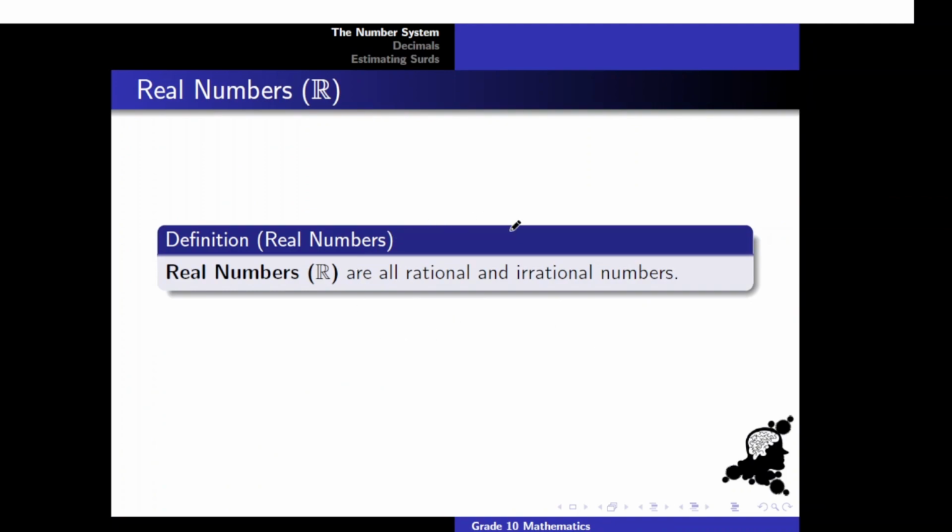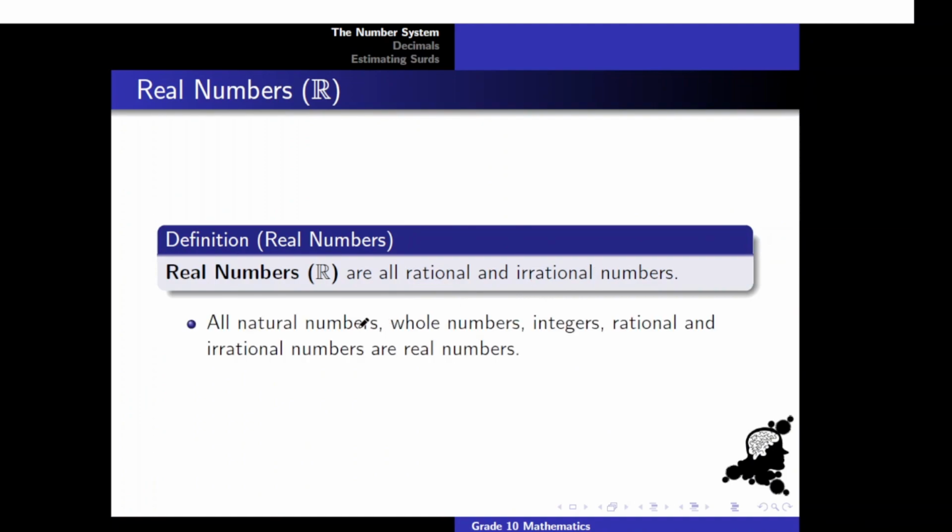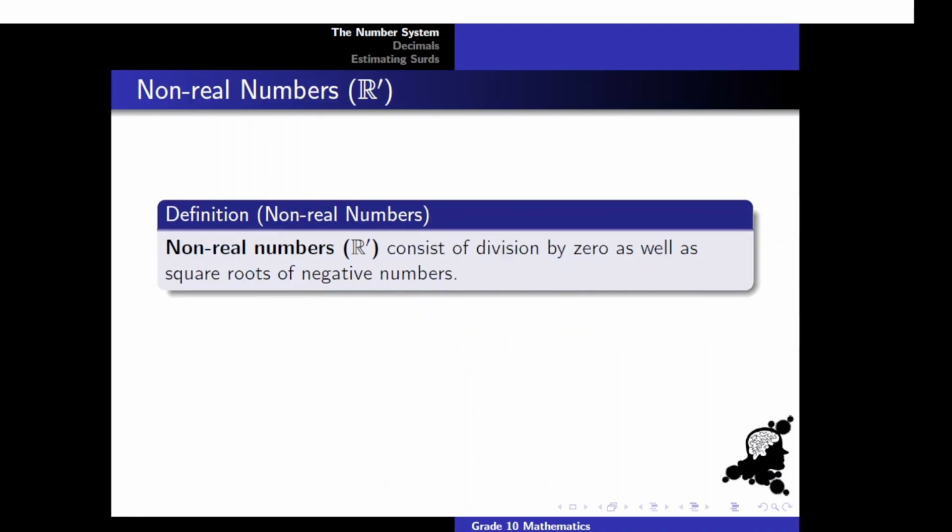We have real numbers. All rational and irrational numbers are real numbers. So what are we saying? Natural numbers, whole numbers, integers, rational and irrational numbers are real numbers. One way to think about this is any number that you can think of is a real number. For as long as you do not get undefined when you're working with the number or using it in a calculation, that number is said to be a real number.